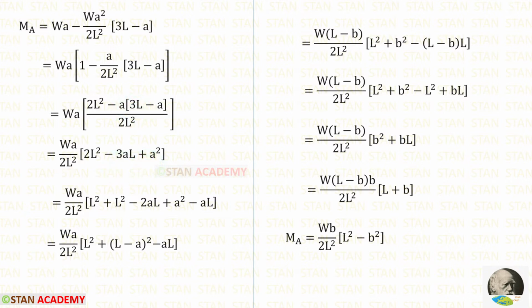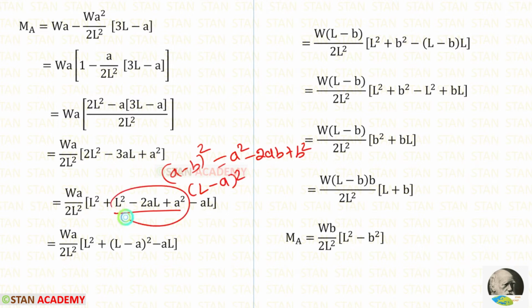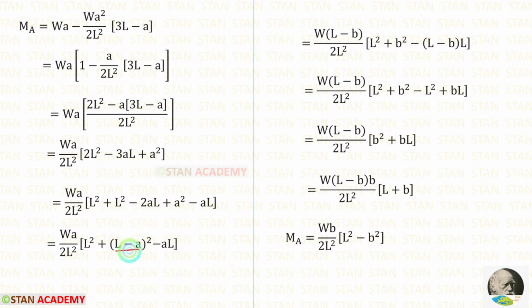We will get this. We can write 2L square is equal to L square plus L square. And we can write minus 3AL is equal to minus 2AL minus AL. Here we have the A minus B the whole square formula. We know that A minus B the whole square is equal to A square minus 2AB plus B square. Here A is L and B is A. So for this term we can write L minus A the whole square. We know that L minus A is B, so it will become B square.